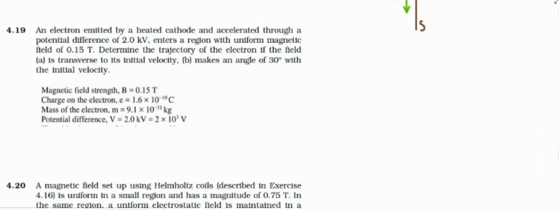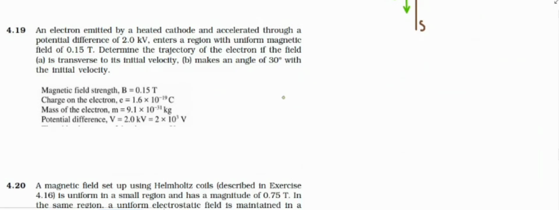An electron emitted by a heated cathode and accelerated through a potential difference of 2 kilovolt enters a region with a uniform magnetic field of 0.15 Tesla. Determine the trajectory of the electron if the field, case A, is transverse to its initial velocity, and case B, makes an angle of 30 degree with the initial velocity.